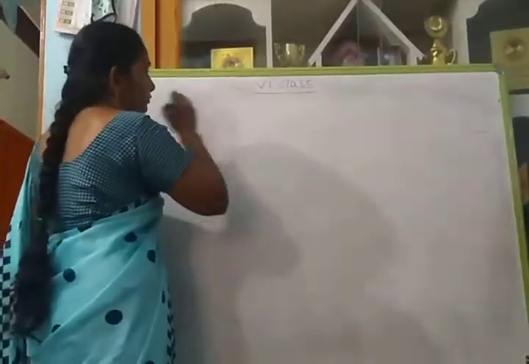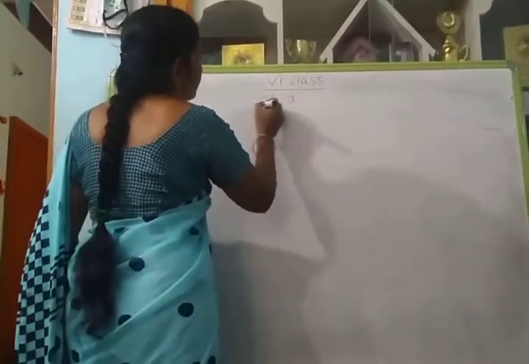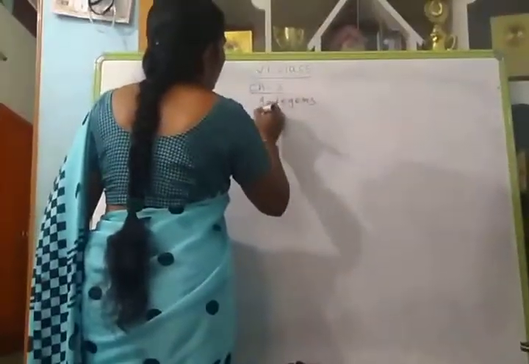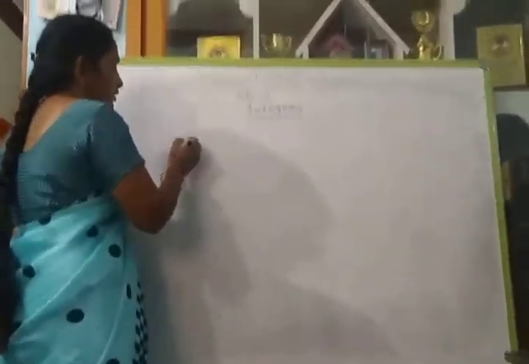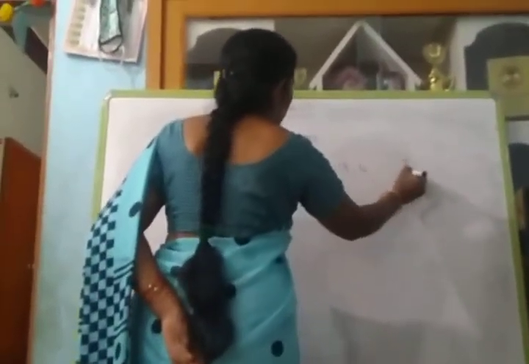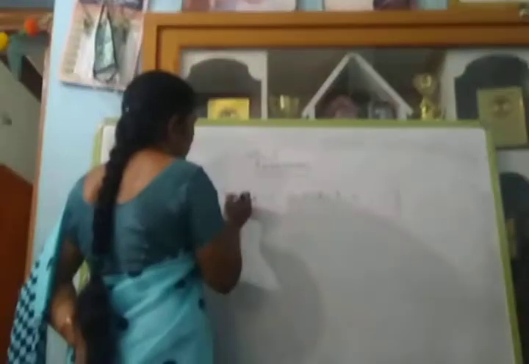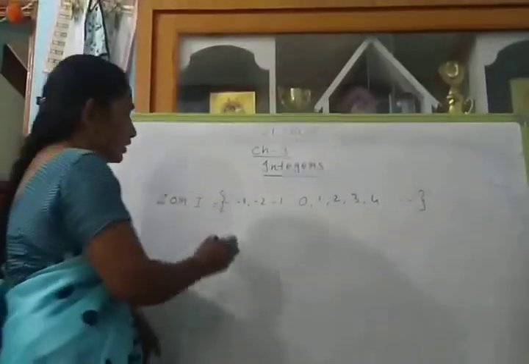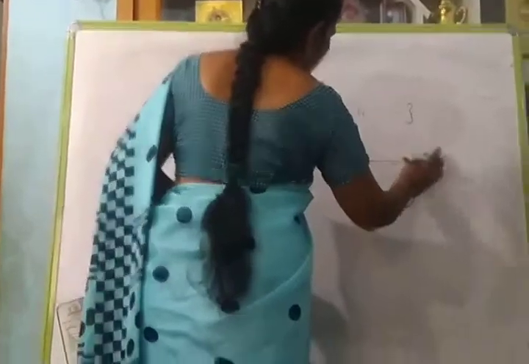So, yesterday we started chapter 3, integers. The set of integers means whole numbers along with the negatives. It is known as the set of integers. Set of integers is denoted by Z or I. So integers we can represent on the number line.